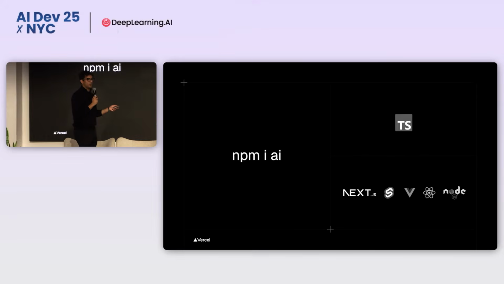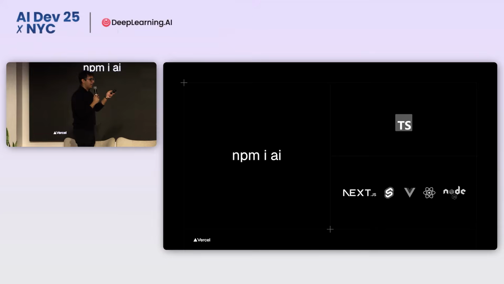So for those of you who don't know what the AI SDK is, it is the AI toolkit for TypeScript, meaning it's a free and open source library that you can use to rapidly build web applications that use AI. And you can get started with the AI SDK by installing it via a simple command like npm i ai, or use any other package manager of your choice. And we work across a lot of different frameworks, and that's kind of the beauty of it. We support Next.js, Svelte, Vue, React, and support runtimes like Node.js.